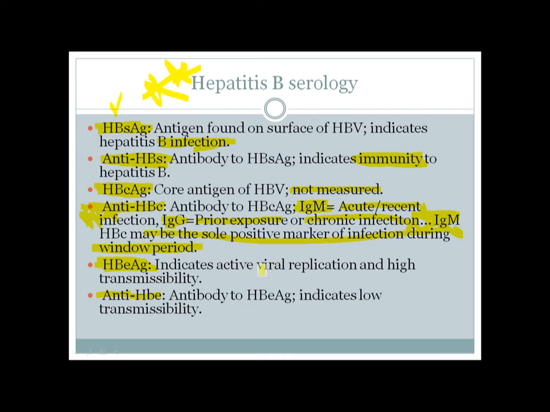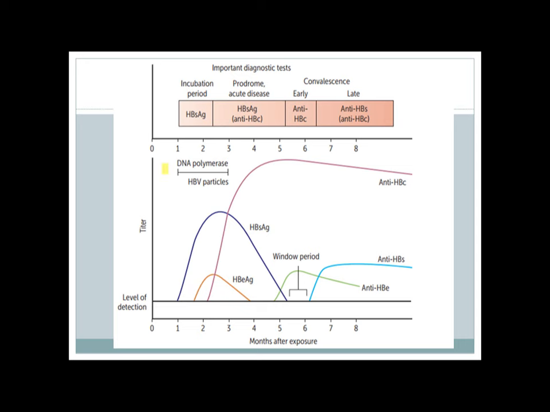Okay, very important. HBeAg is an antigen which indicates active viral replication, and if the virus is replicating very actively, the viral DNA copies will be very high and it will lead to a high transmissibility. So if there is formation of antibody against the antigen, it will indicate a low transmissibility. So anti-HBe will indicate a low transmissibility.